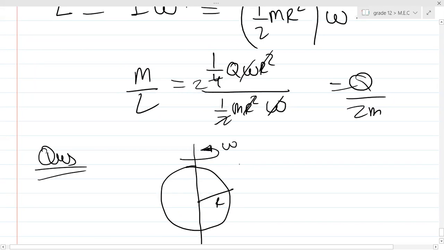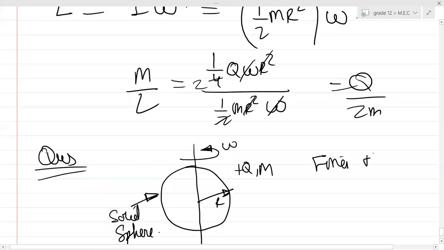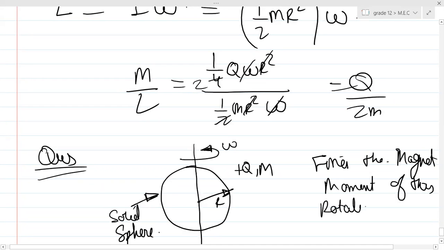A solid sphere, charge q, mass m, radius r. Find the magnetic moment of this rotating sphere. Will you be able to find out the magnetic moment of this rotating sphere?